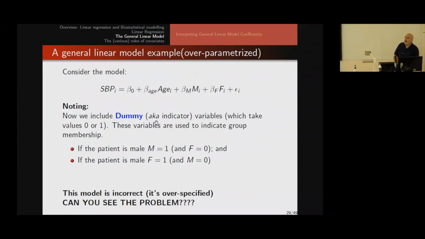Dummy variables, also known as indicator variables, are variables that take a value of 1 if the answer is yes, and 0 if the answer is no. So M would be a 1 for me, but a 0 for you. F would be a 0 for me, but a 1 for you. So if the patient is male, M equals 1 and F equals 0. And if the patient is female, then F equals 1 and M equals 0. Anything wrong with this?